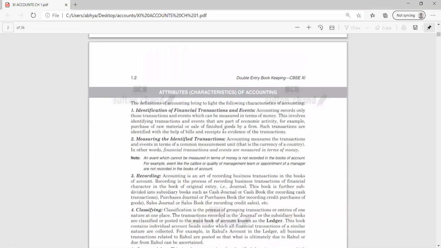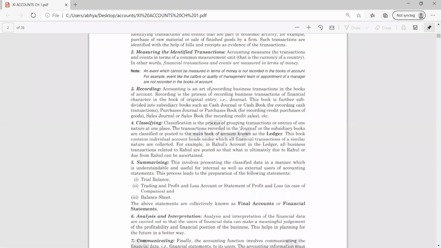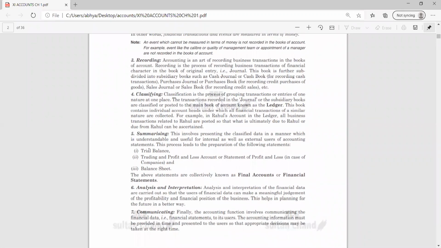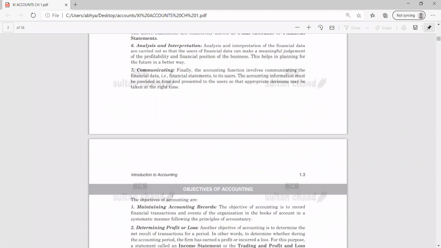Then we did the features. Features itself means all the steps of the process. First feature, identification of the financial transactions. Second, measuring the identified transactions in terms of money, recording in journal, classifying in ledger, summarizing in trial balance, trading account, P&L account, and balance sheet, analyzing and interpretation by following the different tools and techniques, then communicating to the users. This is all about the features of accounting as well as the process.